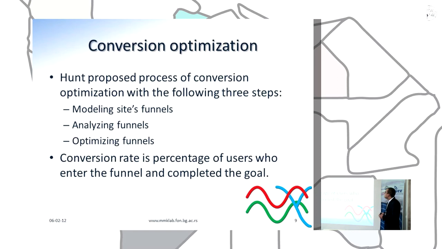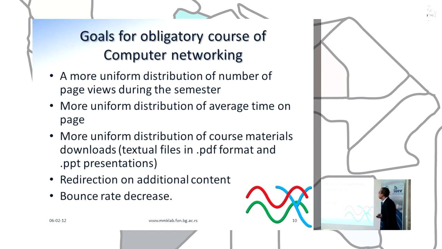According to Kant, we decided to use the conversion optimization with three following steps: modeling site funnels, analyzing funnels, and optimizing funnels. The conversion rate represents the percentage of users who enter the funnel and complete the desired goal. For our case, we chose two courses, one elective and one obligatory.